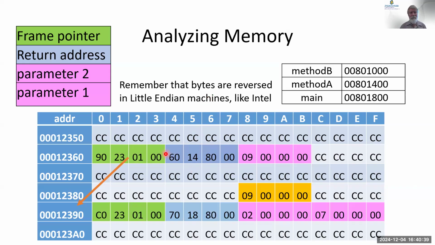So if you look at this first address here, which is 60148000, no, really the address is 00801460. That's going to be in method A. That return address is in method A because it's beyond this one, not up to this one. There are only 3 methods in the program. So it's going to be in method A, someplace 60 bytes into method A.